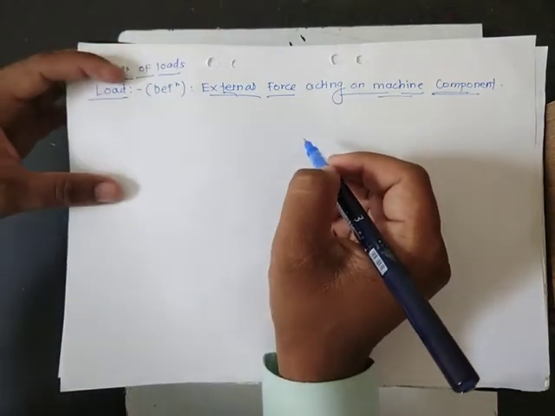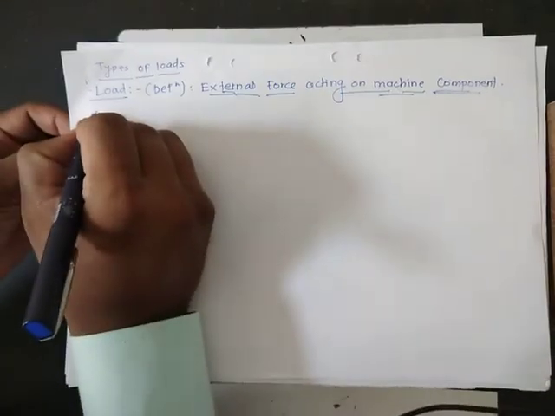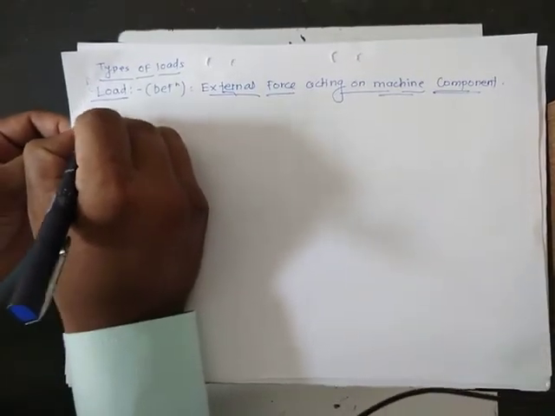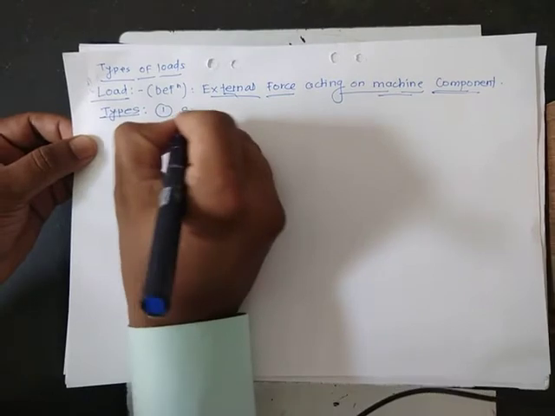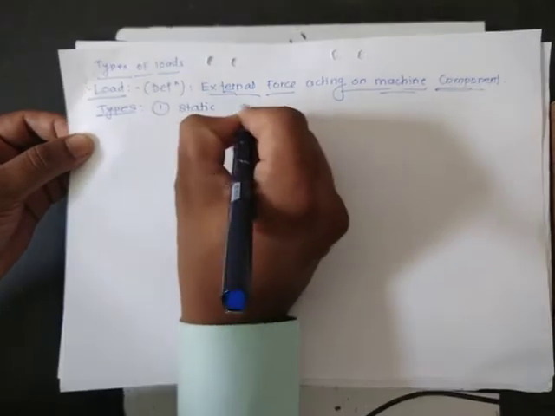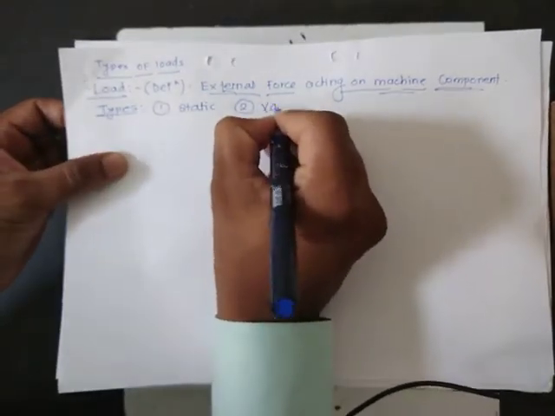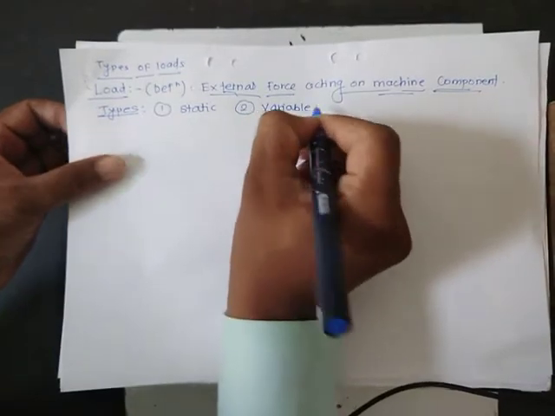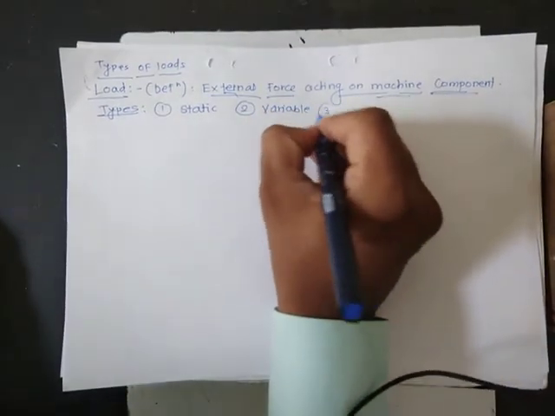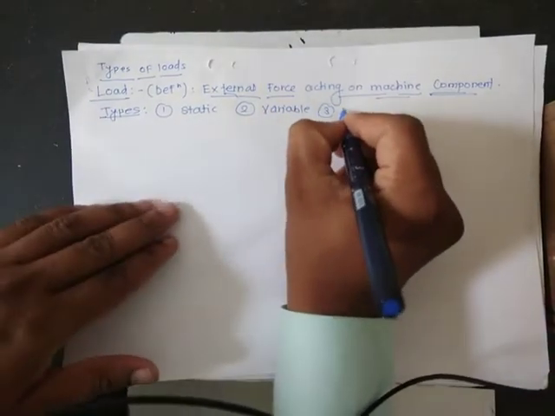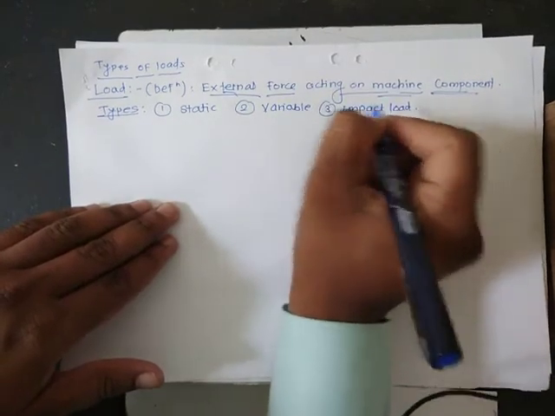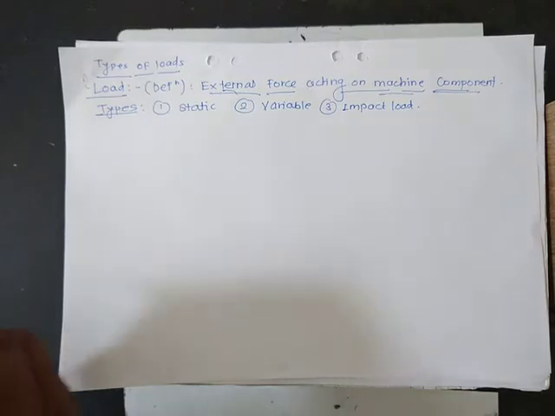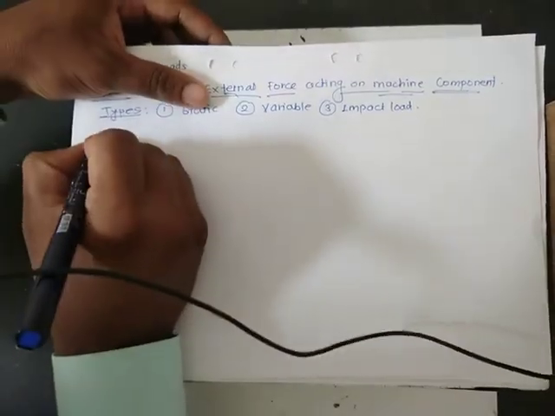Depending on the nature of load, this load has three types. The first one is static load, second is variable load, and third is impact load. So we'll discuss static load first.